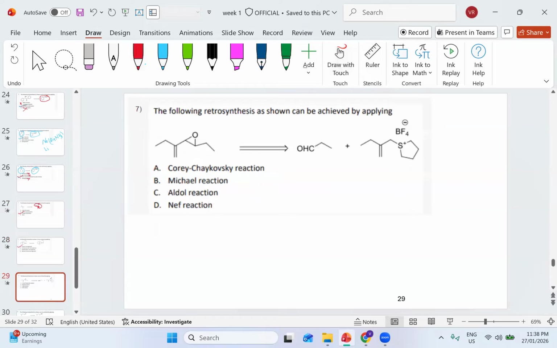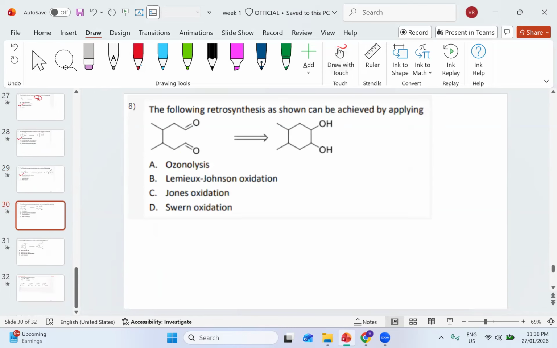The other one here is the Wittig salt and the aldehyde. So this is basically the Corey-Chaykovsky reaction. These are from the assignment questions. That's why I'm not explaining too much on this one. But from next week, I will not solve the assignment questions.